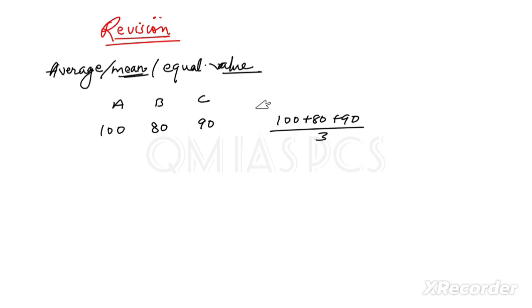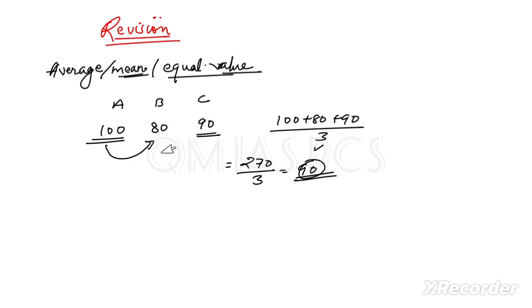What we are doing here is just adding all the monies and dividing by 3. Why 3? Because there are 3 people, A, B and C. So we will get 270, and that divided by 3 will be 90. That means 90 is our average value, our equal value, our mean value. So we will donate 10 rupees to B, and now all have the same money: 90, 90 and 90.